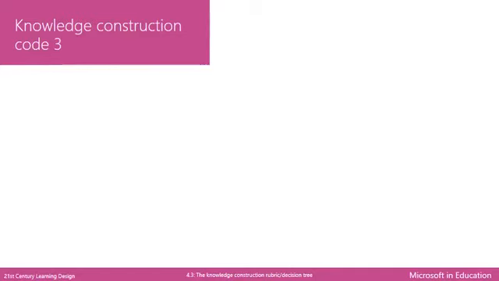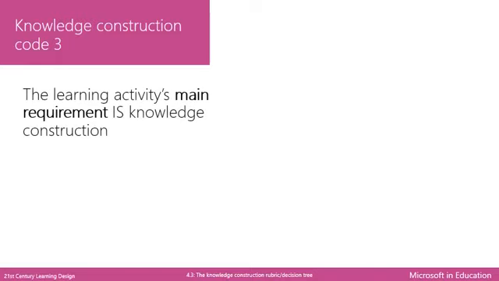Okay. So if the learning activity's main requirement is knowledge construction, I must move to the next question. Are students required to apply their knowledge in a new context? If the answer is no, the learning activity is coded at a 3. This means that the learning activity's main requirement is knowledge construction, but the learning activity does not require students to apply their knowledge in a new context.